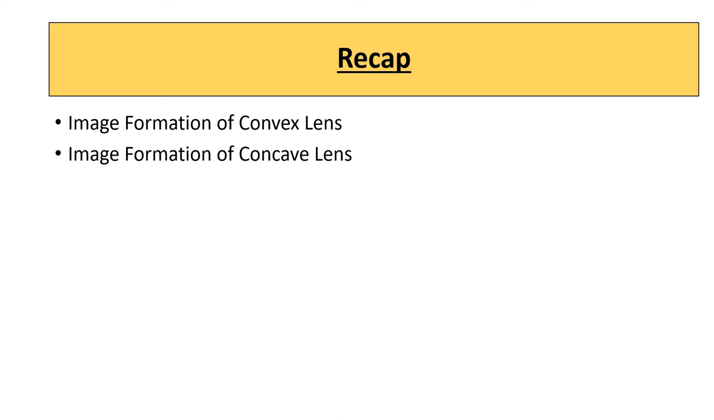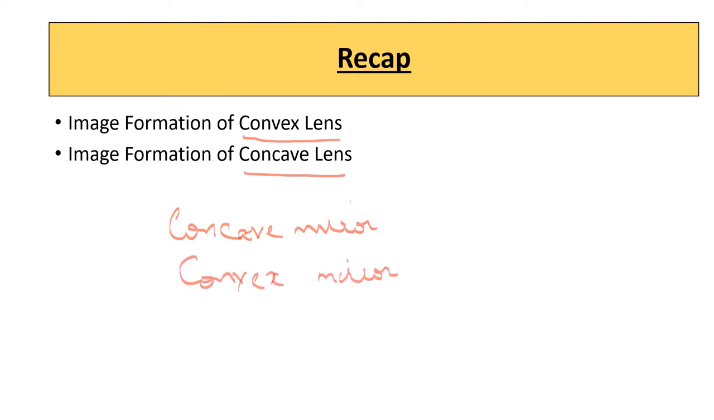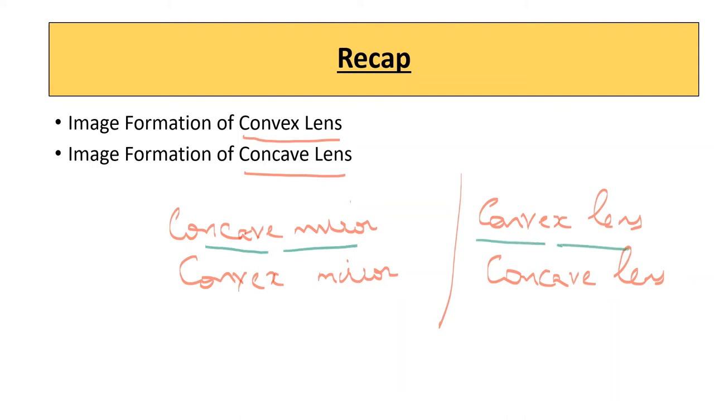In this session, we learned about the image formation of convex lens and concave lens. When we learned spherical mirrors, we learned concave mirror and convex mirror. Similarly, in lenses, we learned convex lens and concave lens. The different positions of the object were seen in each of these cases. For concave mirror and for convex lens, there were 6 positions for the object, and for the convex mirror and concave lens, there are only 2 positions for the object.